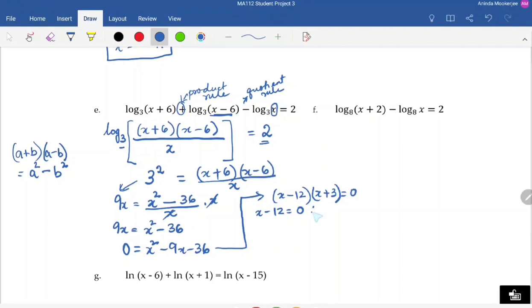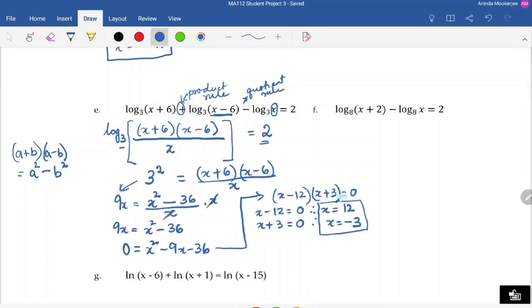So we have one solution as x equals 12. The other one is x plus 3 equal to 0. Therefore, x equals negative 3. However, even though we have two solutions, let's see if they satisfy the original equation. Remember, when there is a log base 3, this x plus 6 should be a value greater than 0. All right, it should be a value greater than 0.